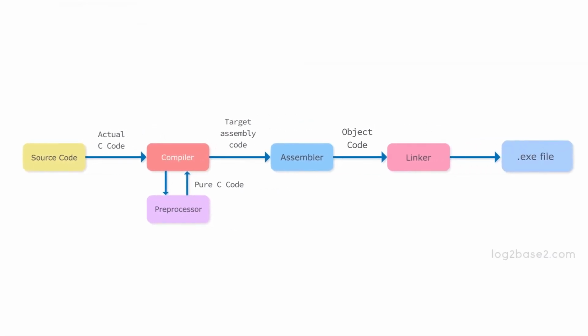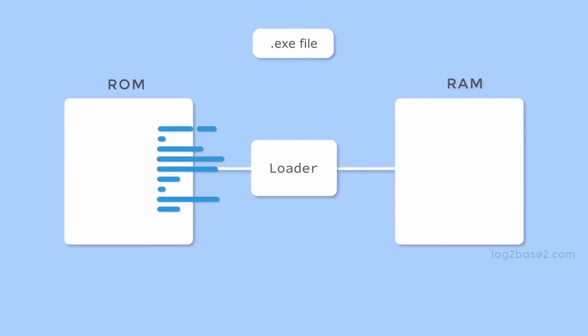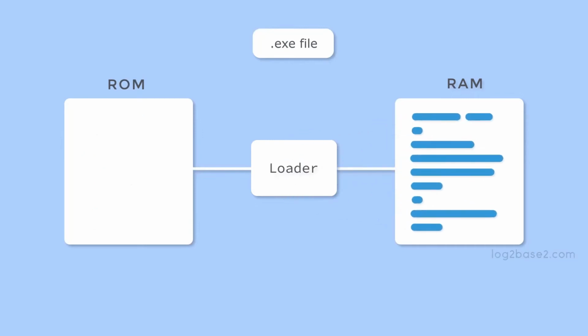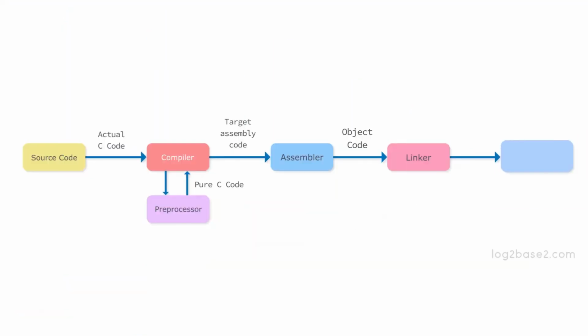Now we need to load it into the random access memory. For that, we need a loader. So when we execute the program, the loader will read the instructions from the executable file and loads it into the random access memory and prepares them for the execution. Finally, CPU initiates the program execution by calling the starting address and the output hello world will be printed on the screen.